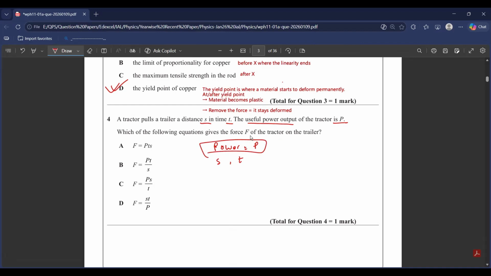Since it is related to power, let's write the formula of power. Power is equal to work done by time taken, right? And work done is related to force. So we can write work done equals force times displacement, divided by time, which is equal to power. Now we need to isolate force. So power equals Fs over t. So what will be force? Force will be Pt by s. So my answer should be B.